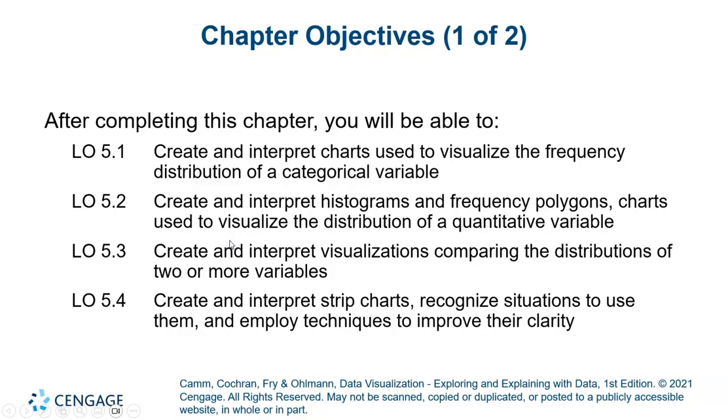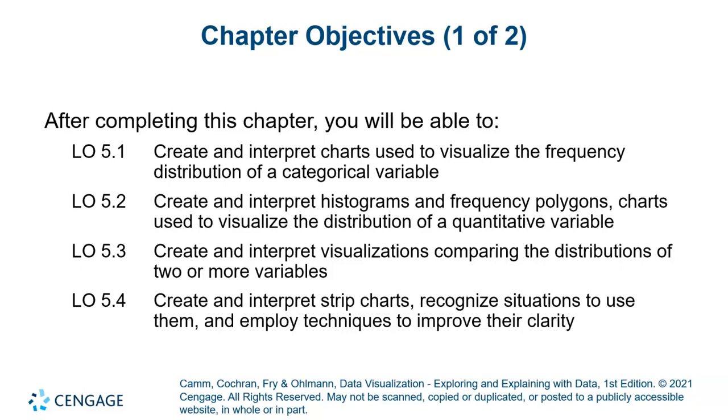So, in this chapter, what are the learning objectives we need to have? First, we need to interpret and create charts based on frequencies with respect to a categorical variable, meaning a variable based on textual data. The second learning objective is to create and interpret histograms and frequency polygons, charts used to visualize the distribution of a quantitative variable, and how the chart will look and change.